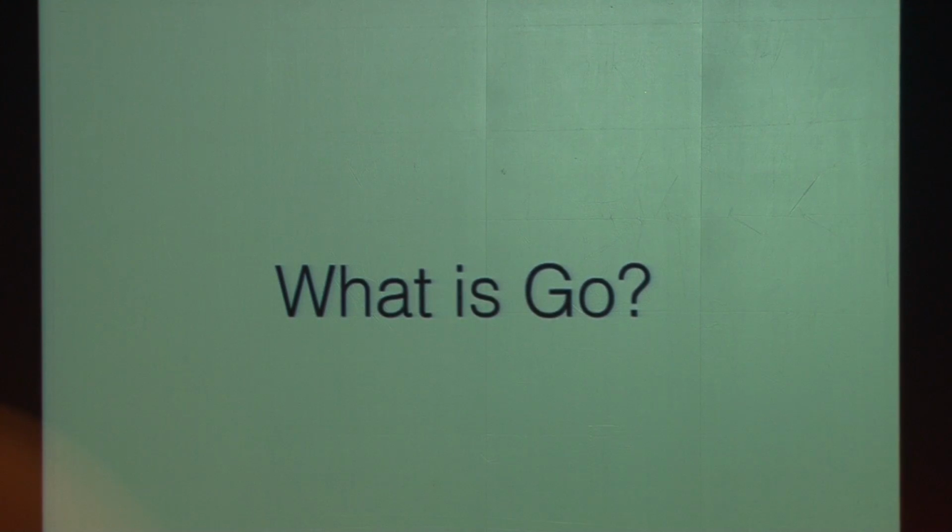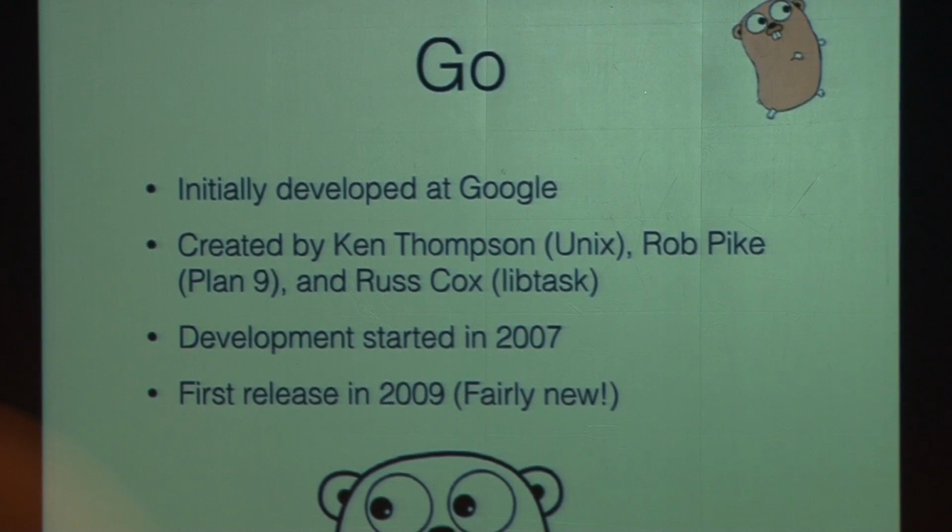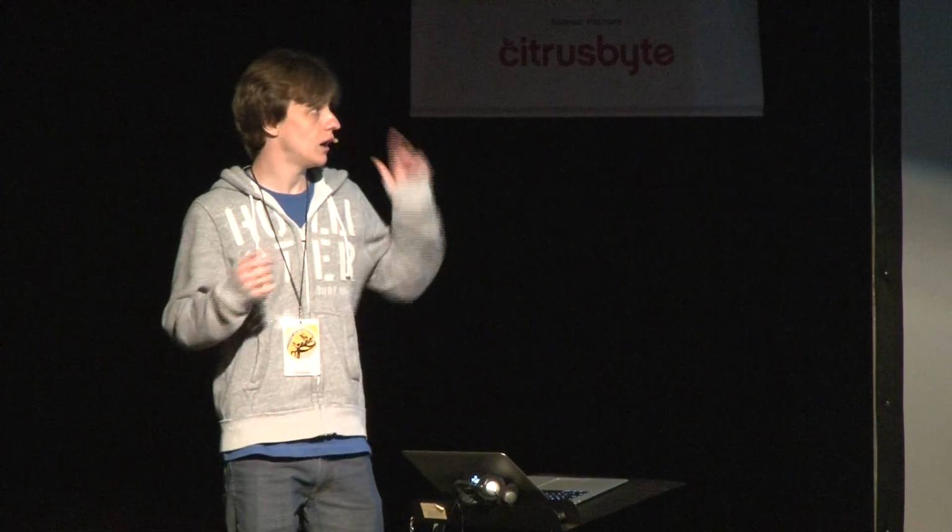And what is Go? I mean, what is the programming language? Go is a programming language that was initially developed at Google. The guys at Google were trying to create something to solve their problems. It was created by Ken Thompson from Unix, Rob Pike from Plan 9, and Russ Cox from libtask, which are great guys. The development started in 2007, and the first release was in 2009, which means the language is fairly new, if you compare it to something like Ruby that has like 20 years of road.